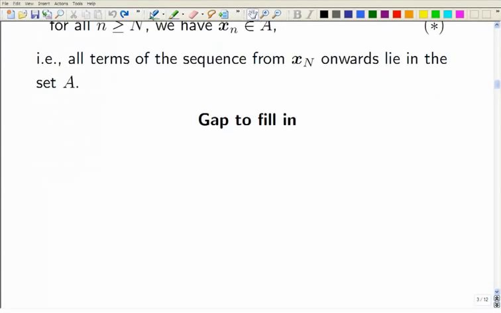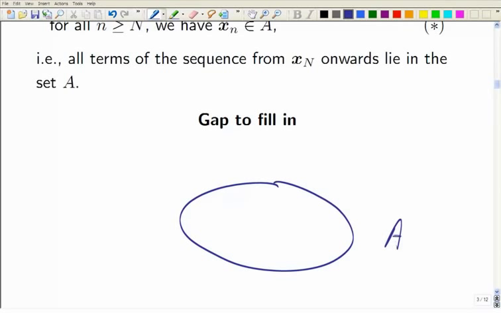So here's a little picture of something that might happen. A might look like this. And your sequence might have terms. It might look like this. X1 might be outside, X2 might be inside, X3 might be outside. And so on, you don't know where they are, but eventually, from X capital N onwards, they're all in the set A. Now, they don't have to converge to anything, but from X capital N onwards, all remaining terms of the sequence will be stuck in the set A, even if they may move around inside the set A.